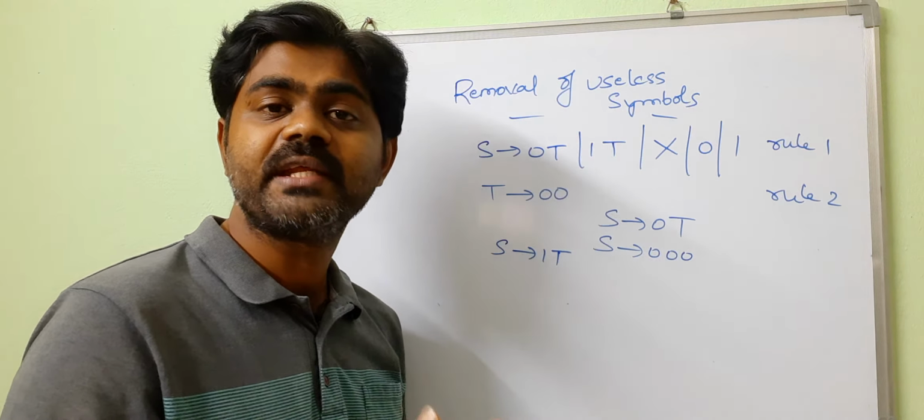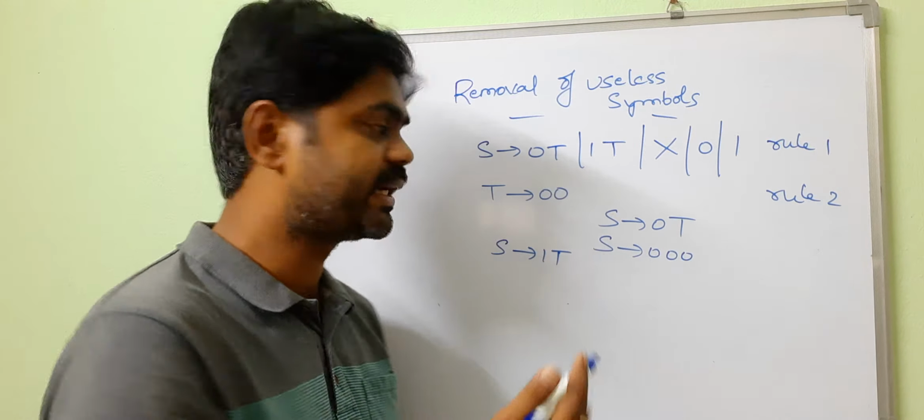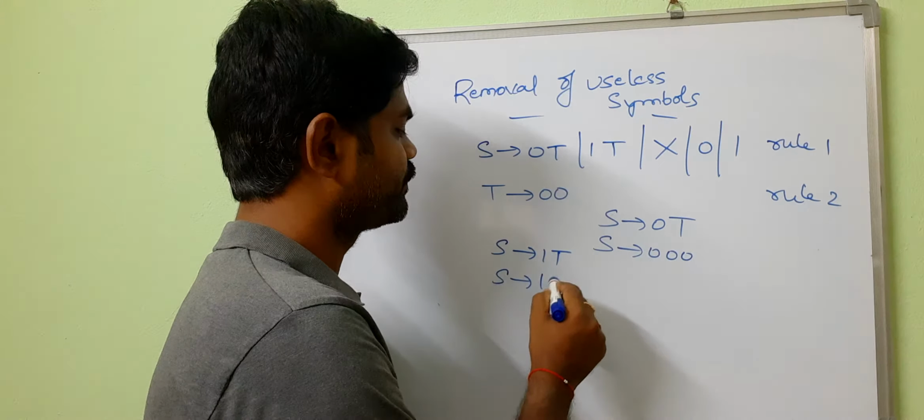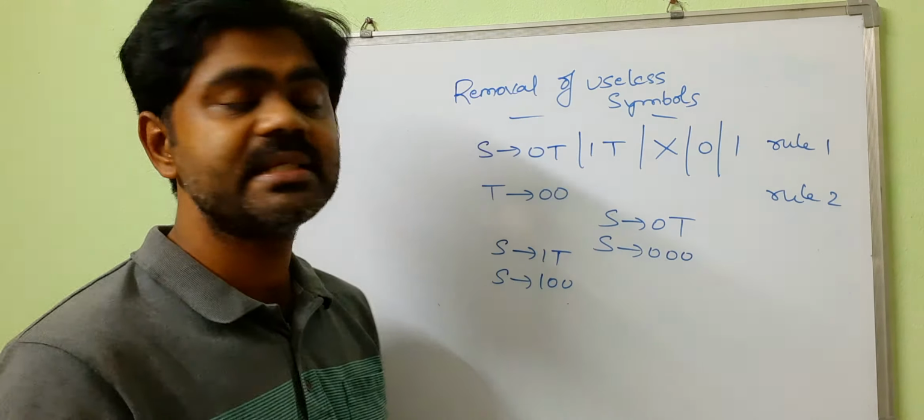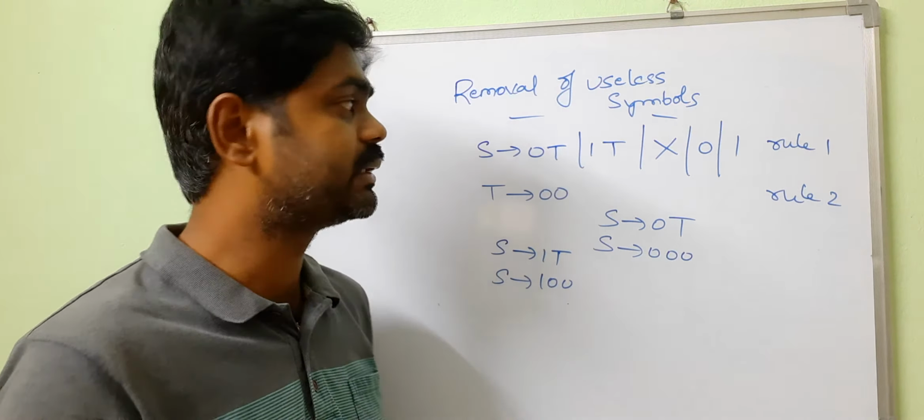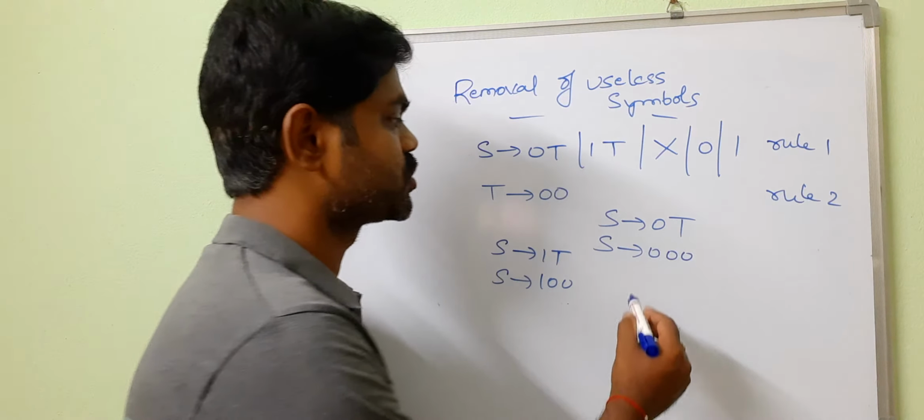So in the place of T we can substitute 0, 0. So what we get? S tends to 1, 0, 0. Even 1T is a useful symbol. Now let's take S tends to capital X.